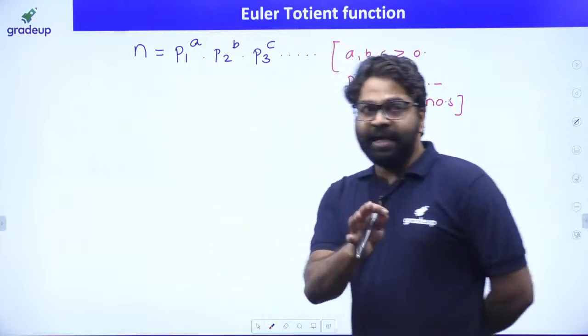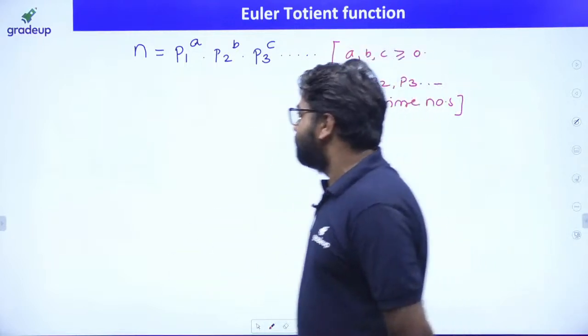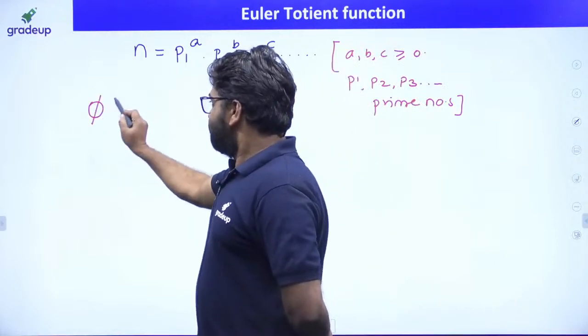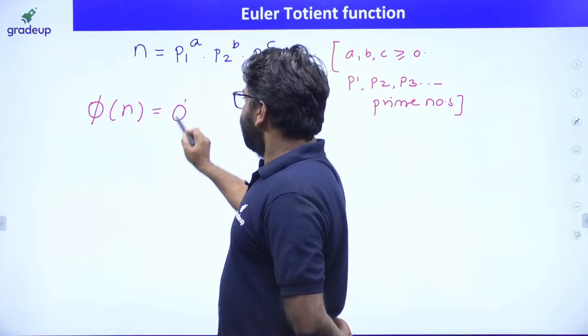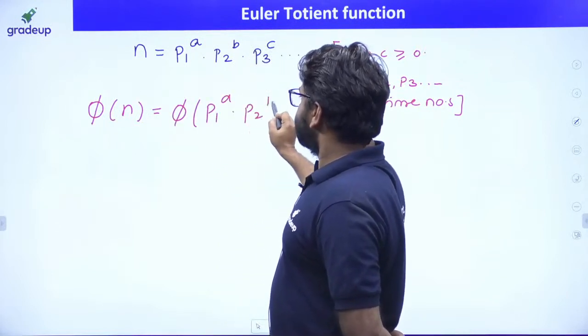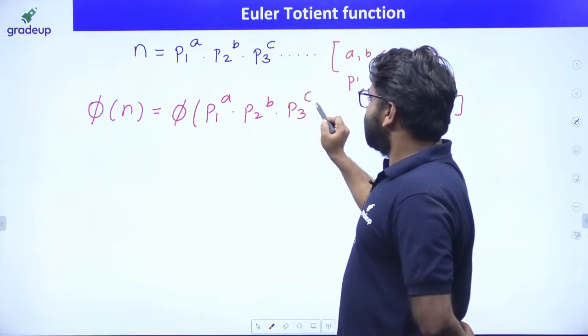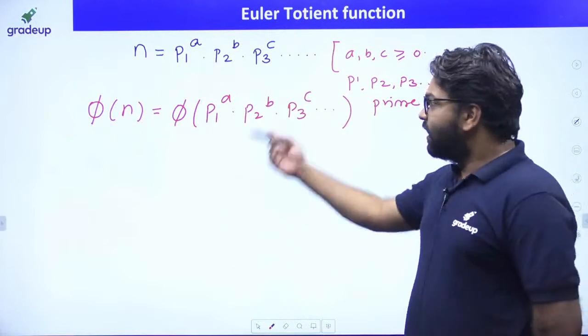Now, what is the main important concept? I want to find out the totient function of any particular element. So if I write down the totient function of n, what I will be getting is the totient function of P1 raised to A, P2 raised to B, and then P3 raised to C, and so on. Any number can be written in the form of this.